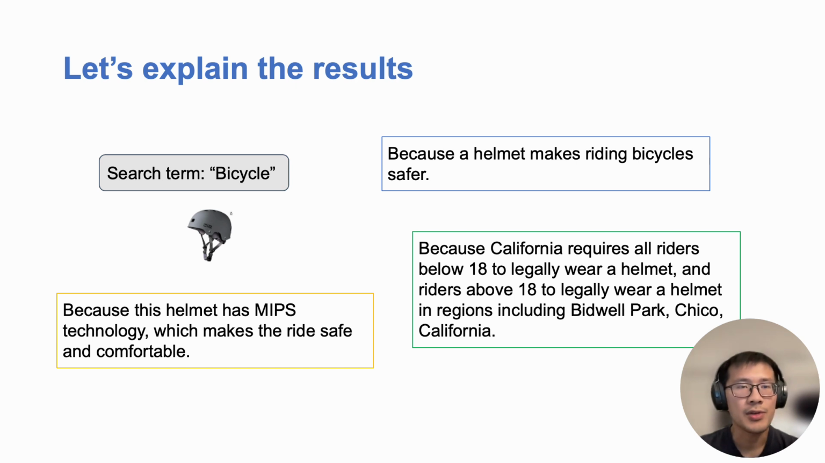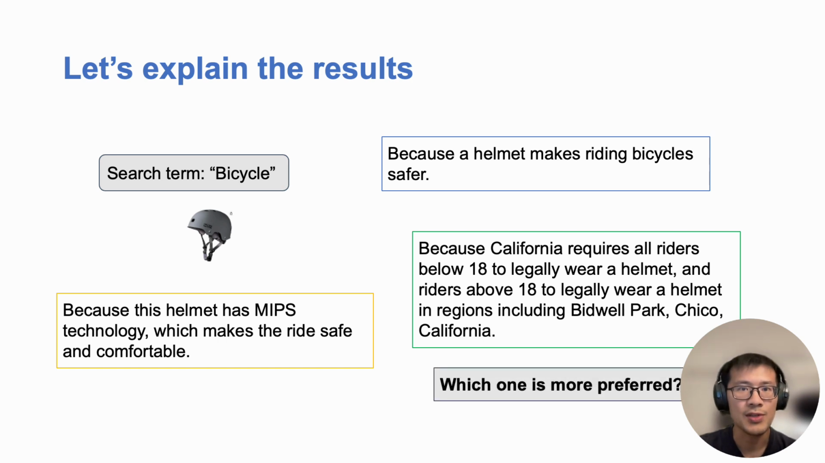There are many potential explanations towards a complementary recommendation. We can attend to the functionality of the product categories because the helmet makes riding bicycles safer. We can also cite the functionality of this particular product because the helmet has MIPS technology which makes the ride safe and comfortable. We can also cite the external regulations of, for example, California and some smaller locations.